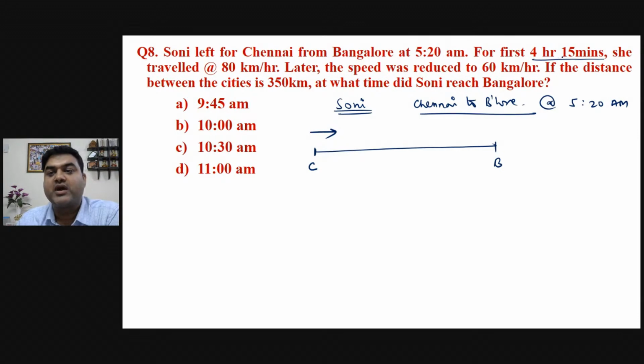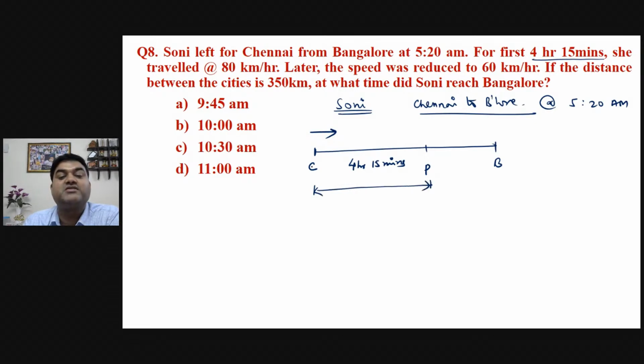For the first 4 hours 15 minutes. Suppose I give one point as P. In 4 hours 15 minutes, how much distance has she traveled? The distance between C and P. CP is the distance she has traveled, and at what speed? At 80 kilometers per hour.